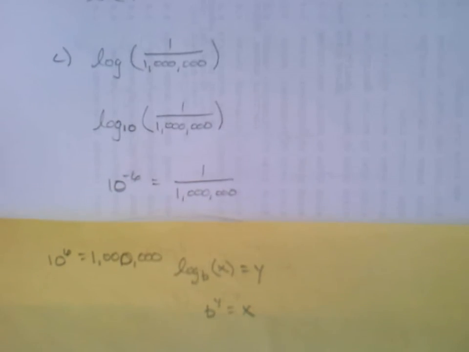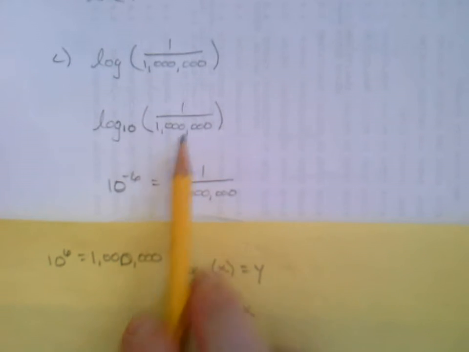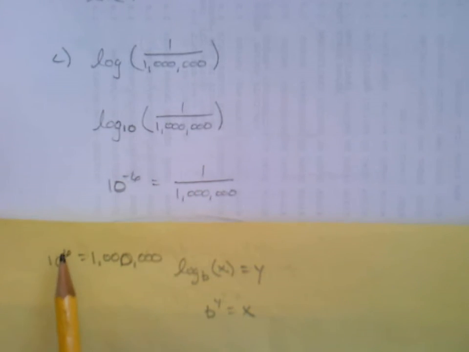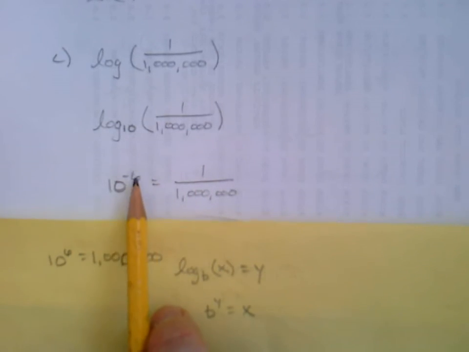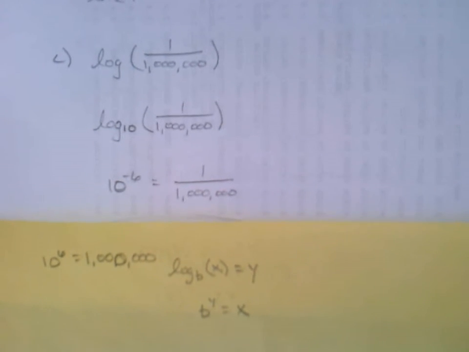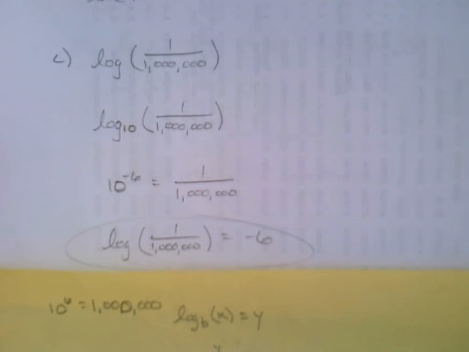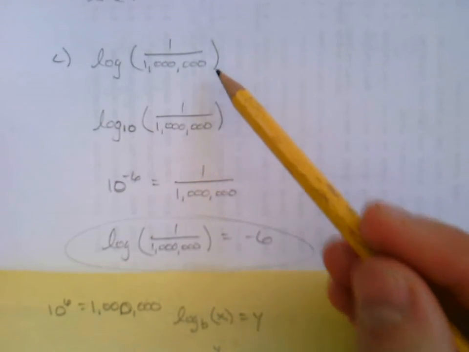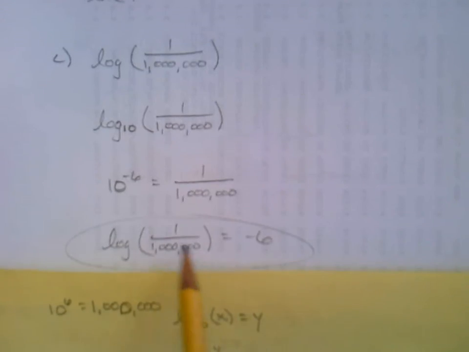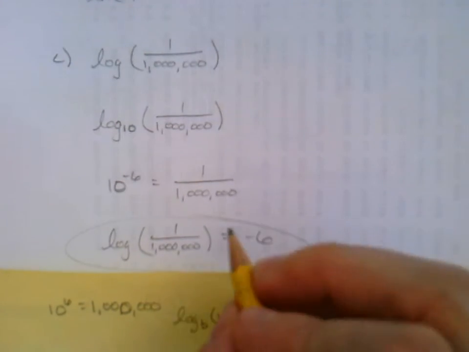All right. But we don't just have 1 million, we have 1 over 1 million. So we have to make that a negative, so it takes the reciprocal. So 10 to the negative 6 equals 1 over 1 million. And then we can say, all right, that original logarithm we were asking about, we figured out the y. So that whole thing simply equals negative 6.